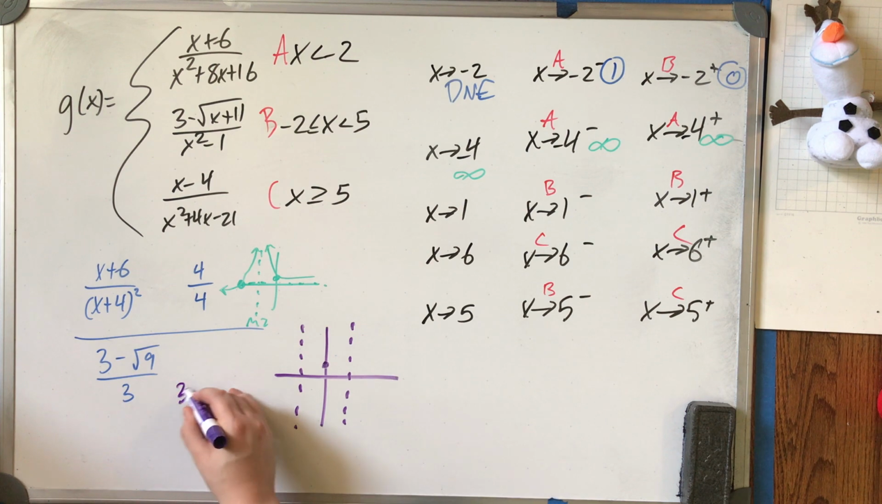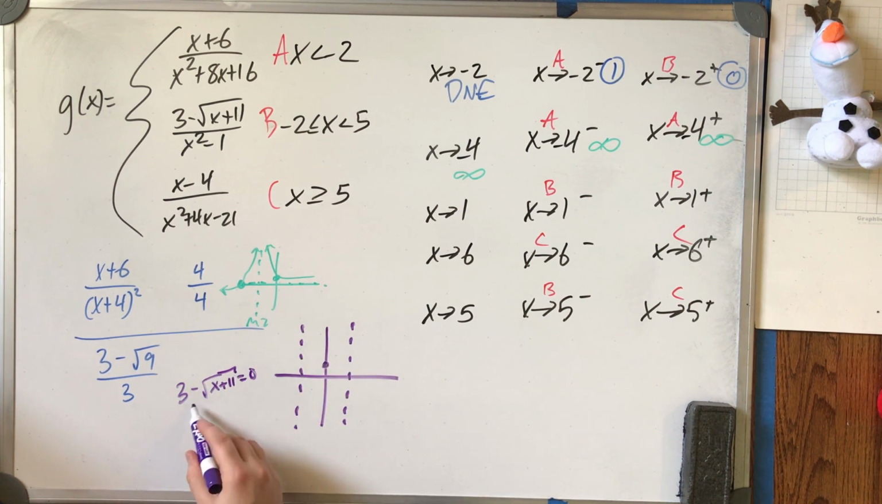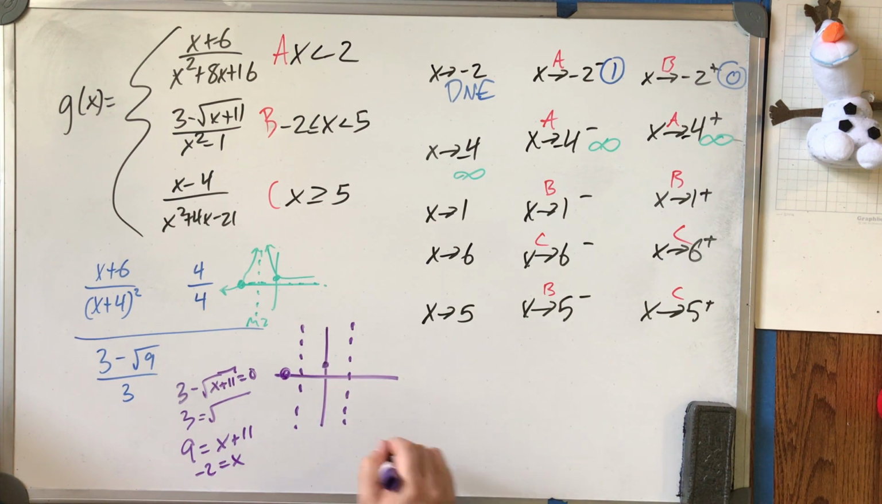I really don't want to do this crazy math, but it looks like we have to. So I'm going to set the top equal to 0. So that gives me 3 equals the square root of all that stuff. So 9 equals x plus 11. So I will subtract that over, and what's that going to be? -2. X equals -2. So I'm way over here. And that's the only one.